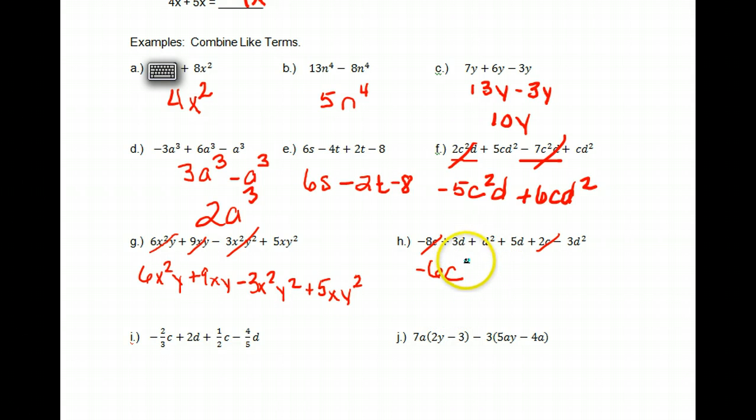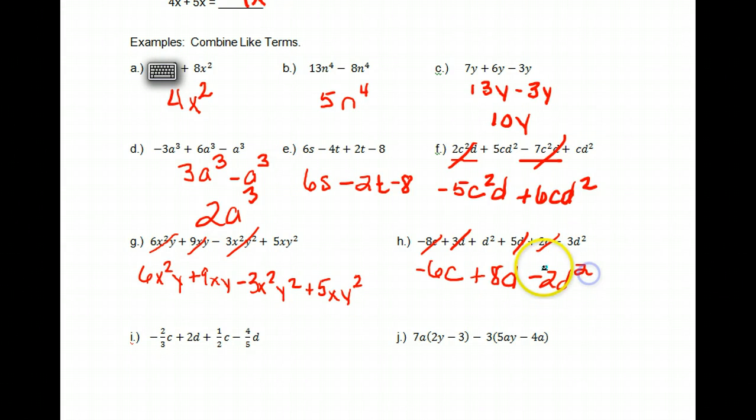Then I'm going to move on at this point to my d's. I'll explain why in a moment. We have 3d plus 5d, which makes 8d. Cross those out. And lastly, I have d squareds. So I have 1d squared minus 3d squared, which makes -2d squared.